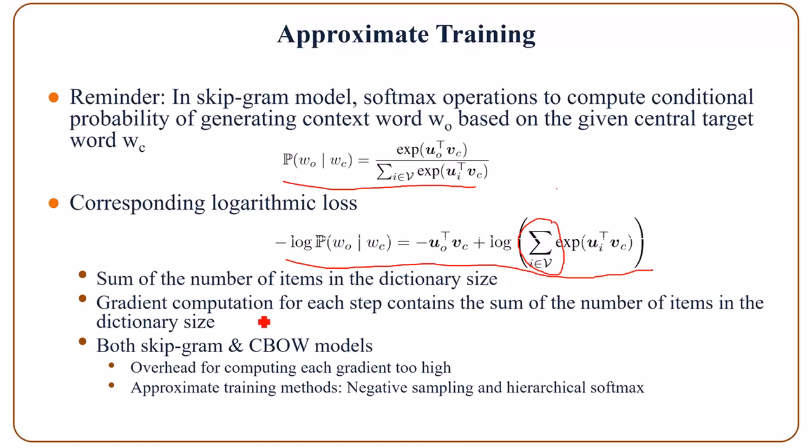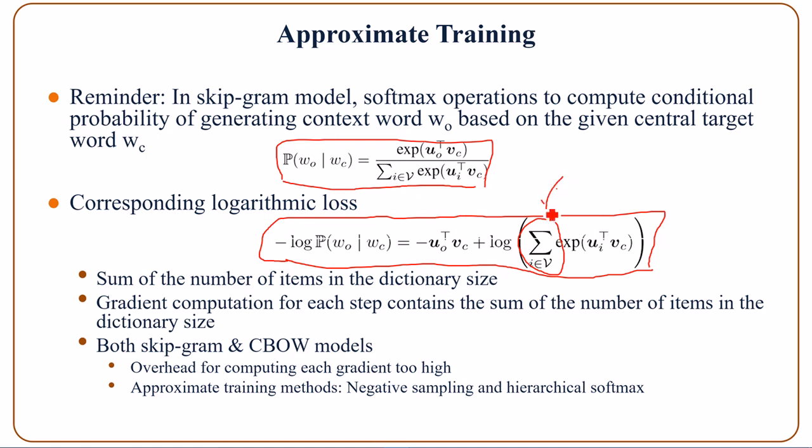In the skip-gram model, we use the softmax operation to compute the conditional probability for generating the context word WO based on the given central target word WC. This is what we got, and later after that we arrived at the log loss.